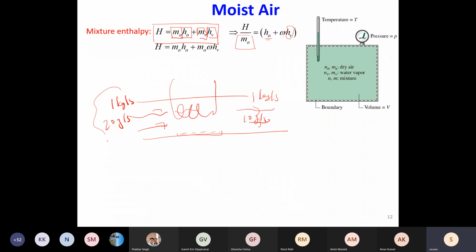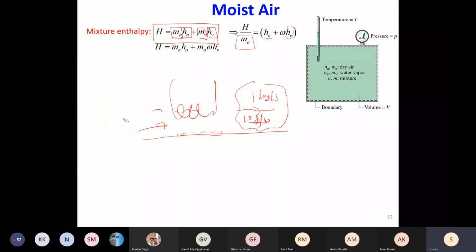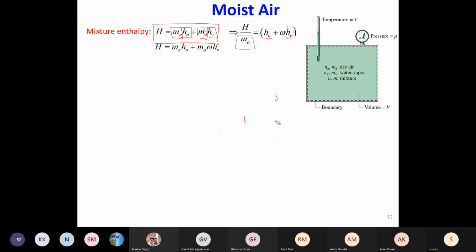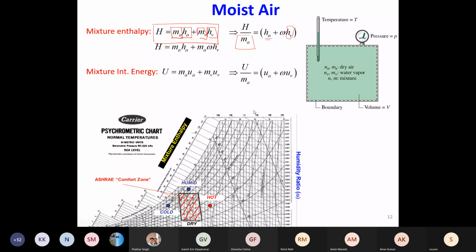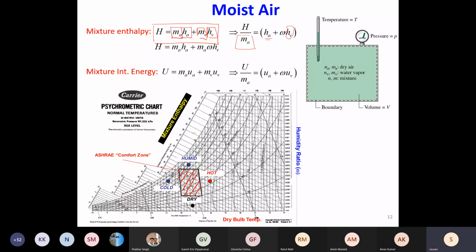So you see the total mass has now changed because your water vapor content can change between inlet and exit. But what remains constant is the dry air mass. So that's why it is just an engineering simplification that let's define all the properties on the basis of per unit mass of dry air.